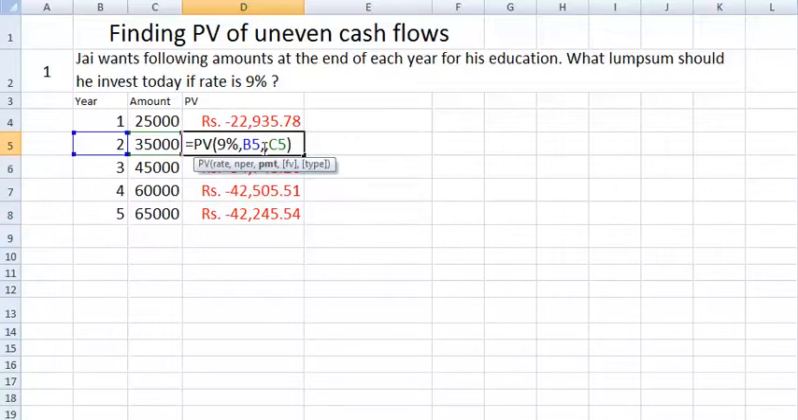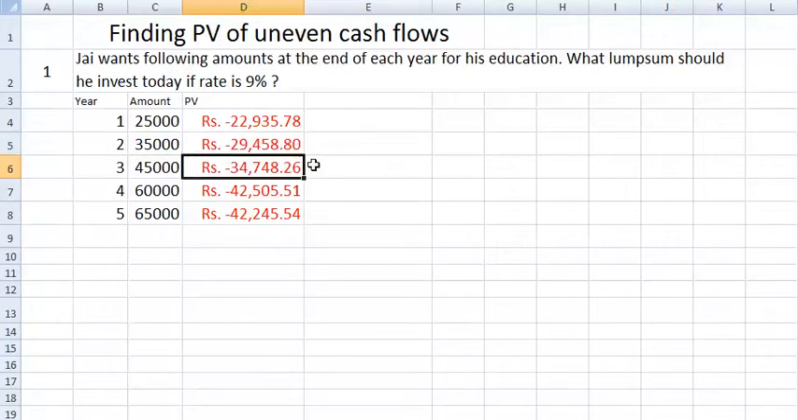So if you click on it, you'll find that this has been calculated for 35,000 to be got after 2 years at 9% automatically. So you need 25,458 to get 35,000 after 2 years. Similarly, the figures below: 42,245 is what is needed so that it grows at 9% to become 65,000 after 5 years.